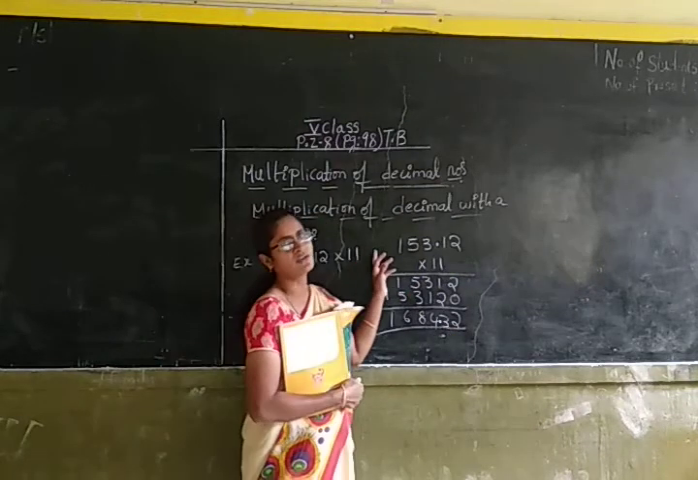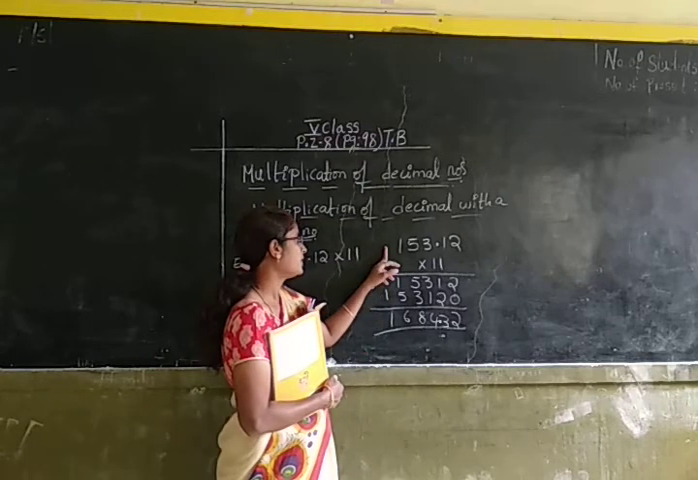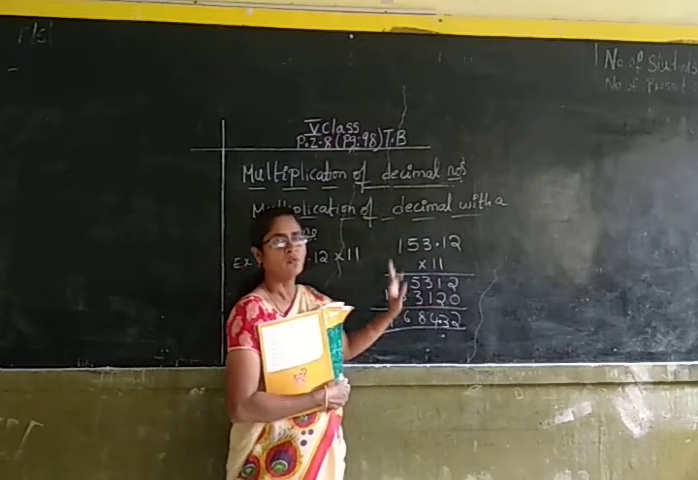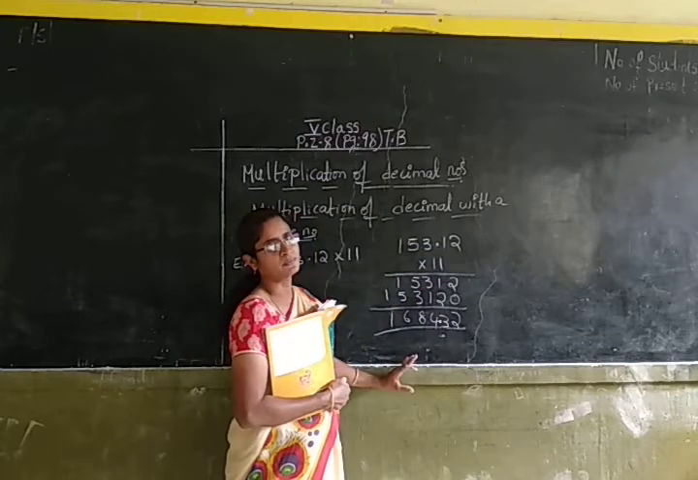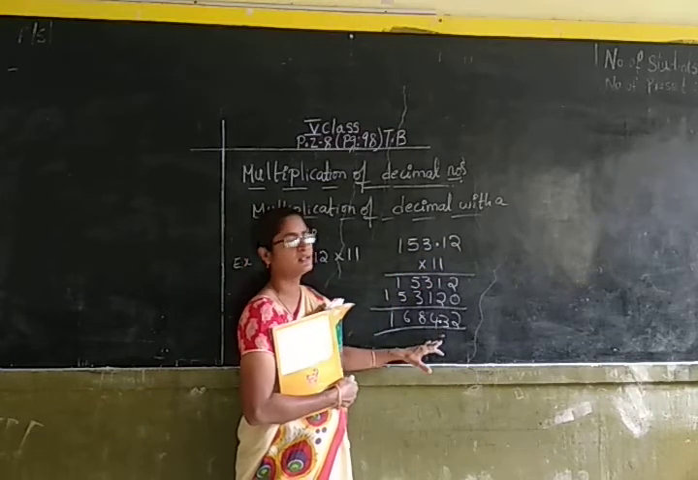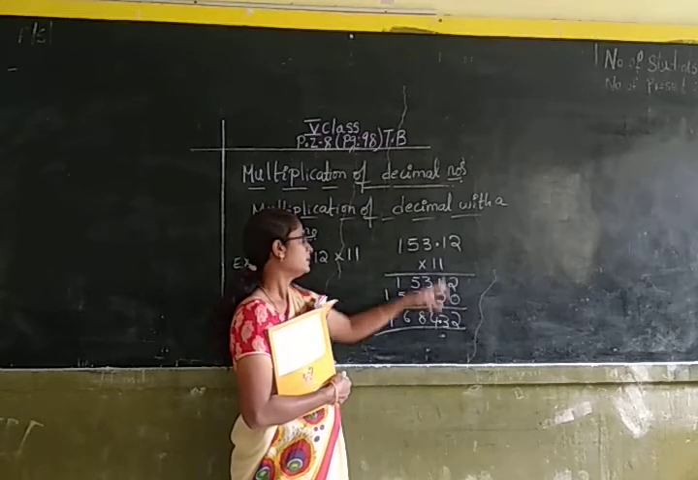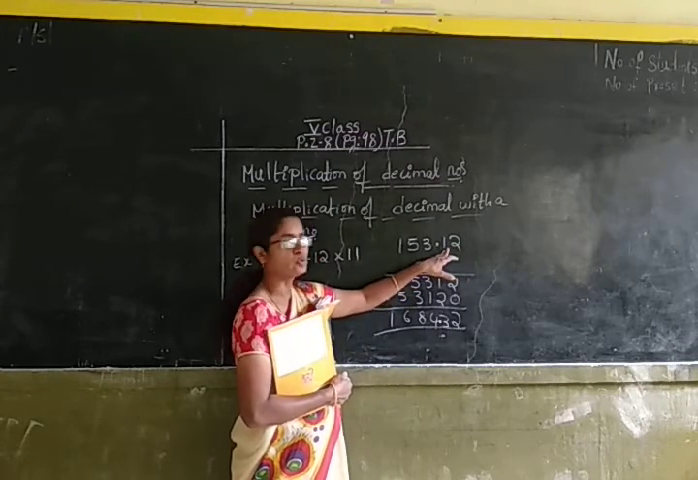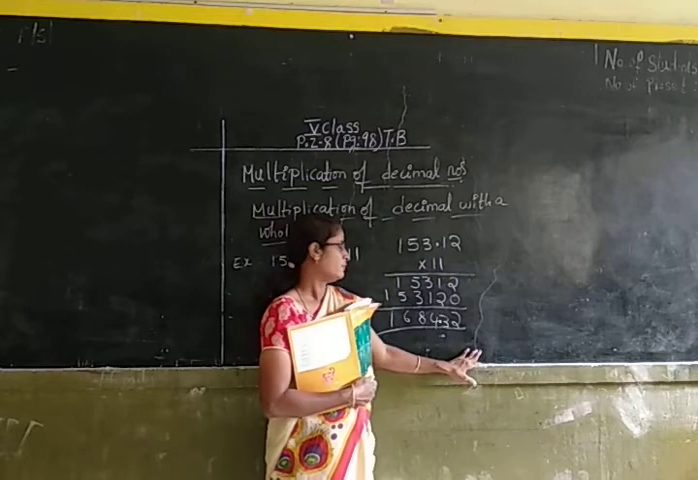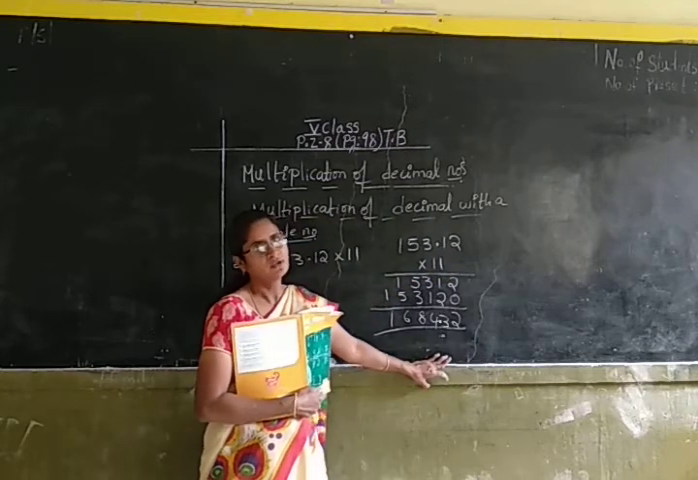Okay children, this is the way of multiplying the decimal number with a whole number. What we have to do, we have to ignore the decimal point and do the normal multiplication. And in the answer, we have to place the decimal point. Here the multiplicand is having the decimal point after 2 digits, so in the answer also, we have to place the decimal point after 2 digits.